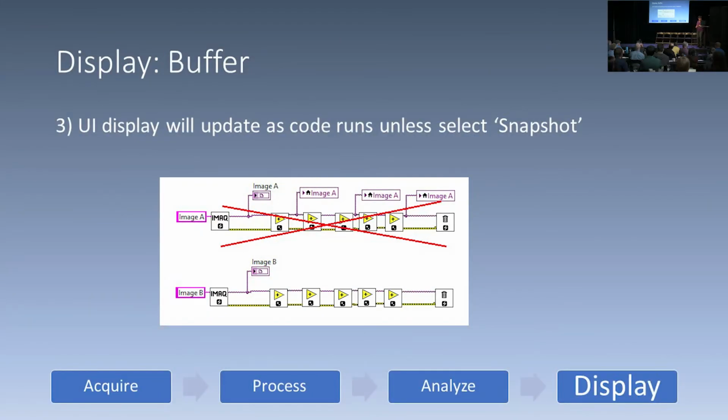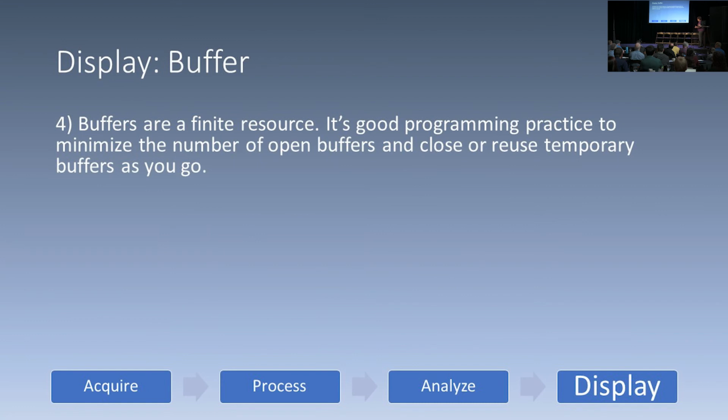The other thing to consider when you're dealing with these buffers is that they are a finite resource. You really should minimize the number that you use and either close them or reuse them when you're not using them. It's probably less of an issue with most modern PCs. It's probably a bigger issue when you're doing the FPGA. So it's just good coding practice.